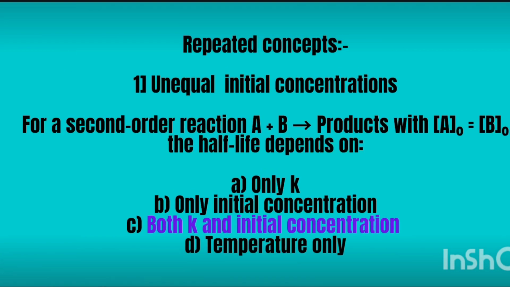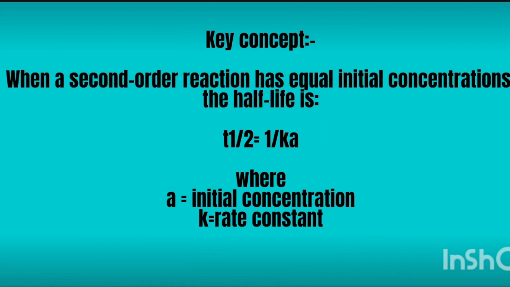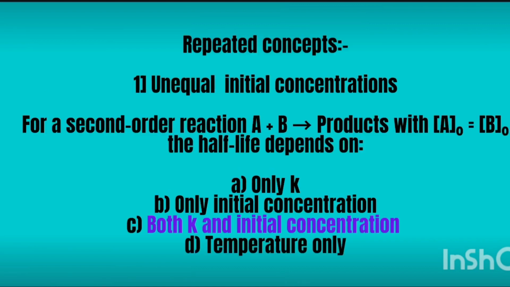This is the most repeated concept. In the last slide we have seen equal initial concentrations. Now we will see unequal initial concentrations. For a second order reaction, A plus B gives rise to product with A naught not equal to B naught. Sorry, here I have mentioned wrongly. This is A naught not equal to B naught. The half-life depends on what? Options given as only k, only initial concentration, k and initial concentration, temperature only. Actually, with unequal initial concentration, the half-life depends on both k and initial concentration. So answer C is the correct one.